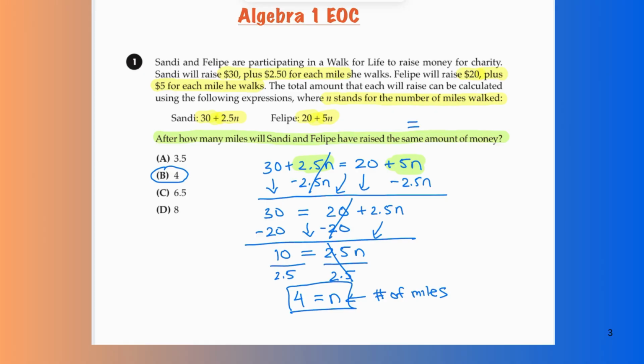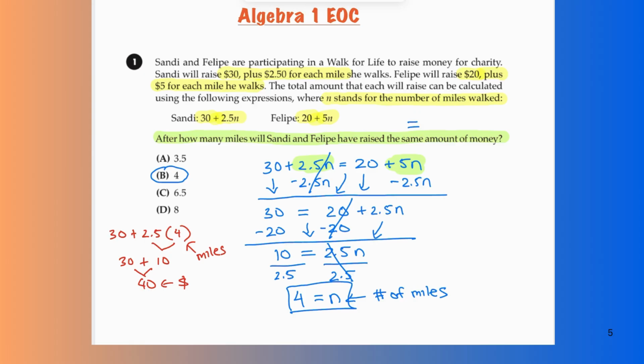Now, if you want a different way to do it, you can always use your answer choices and just substitute them into these two expressions that you were given, because we're just trying to see when are those two expressions going to be equal. So if I took the number 4 and I substituted it into Sandy's expression, so instead of writing n, I'm writing 4. I multiply this, I get 10 plus 30 equals 40. What does this mean? This means that she will have raised $40 after walking 4 miles.